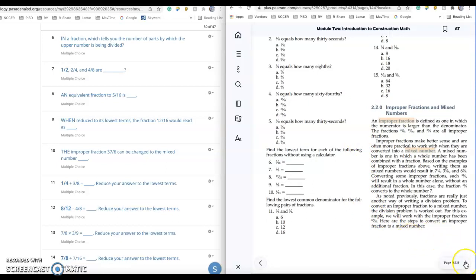Improper fractions and mixed numbers, defined as one where the numerator is larger than the denominator. That's improper, meaning it's not right. The top is always supposed to be smaller than the bottom. Mixed numbers is when you have a number with a fraction.